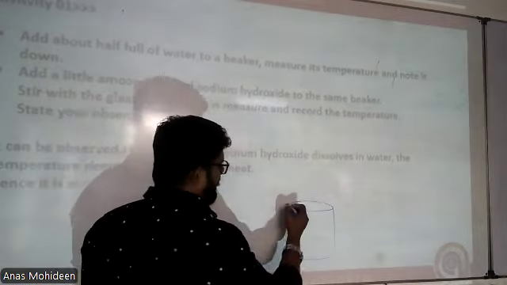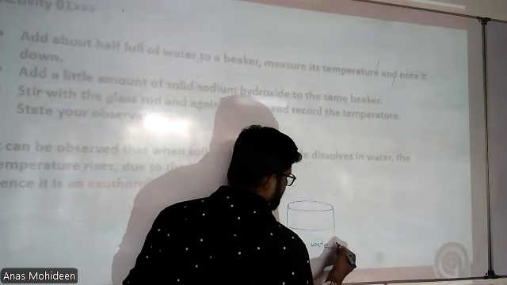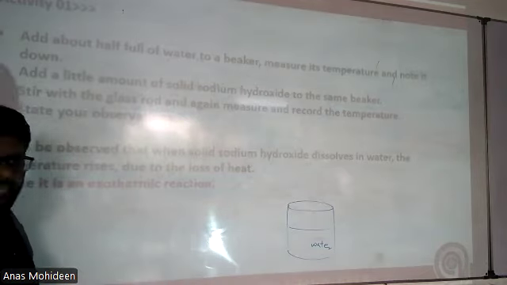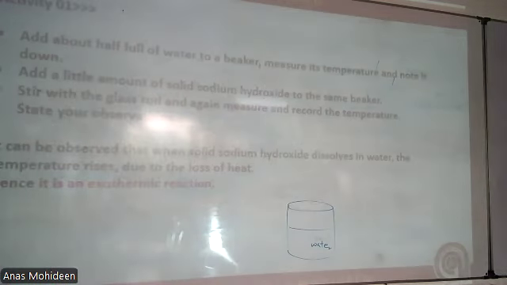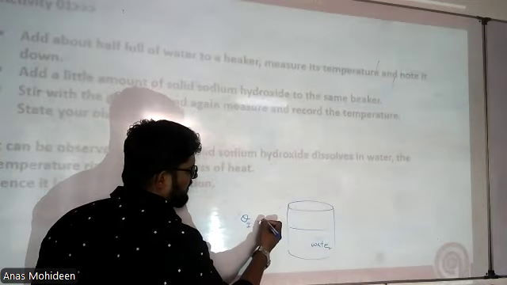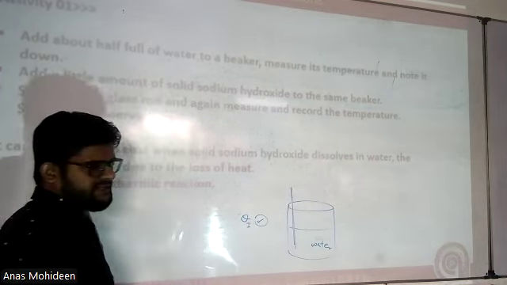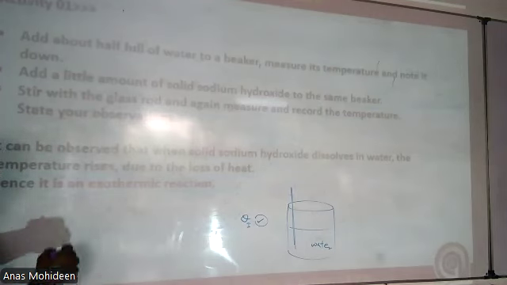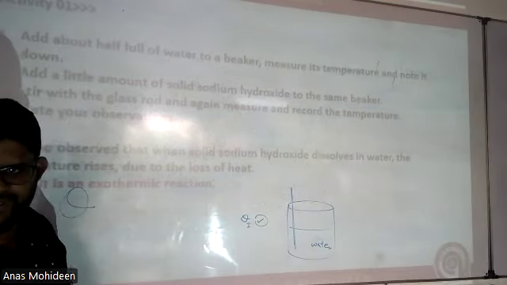I'm taking a container and half of the container filled with water. Look here. And I measure the initial temperature. I'll mark it as I. Using the thermometer, I measure the initial temperature. Theta, it's not Q. Theta is the correct term, so theta I, initial temperature I measure.